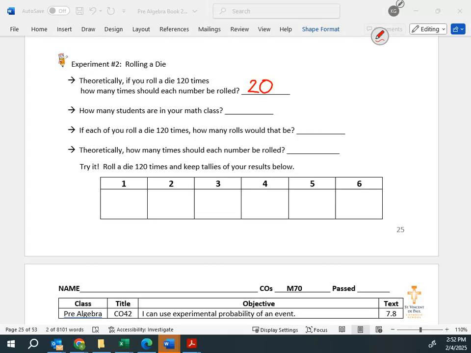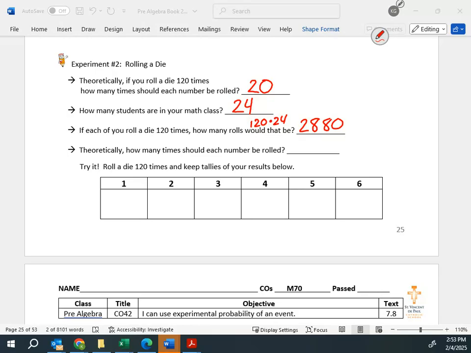Now again, there are 24 students in our math class. So we're going to put a 24 up there. And if each one of you roll the die 120 times, so that 120 times 24 students, that is 2,880 rolls of the die.